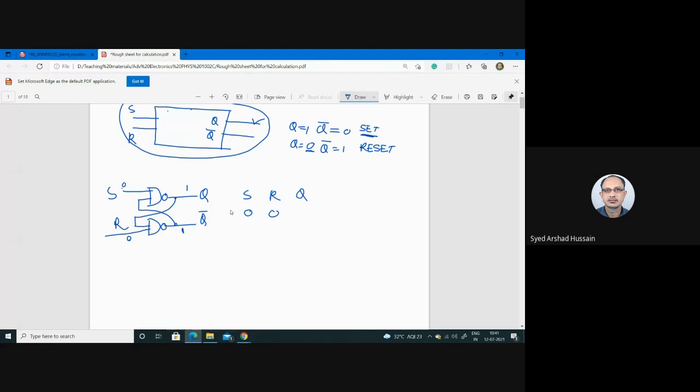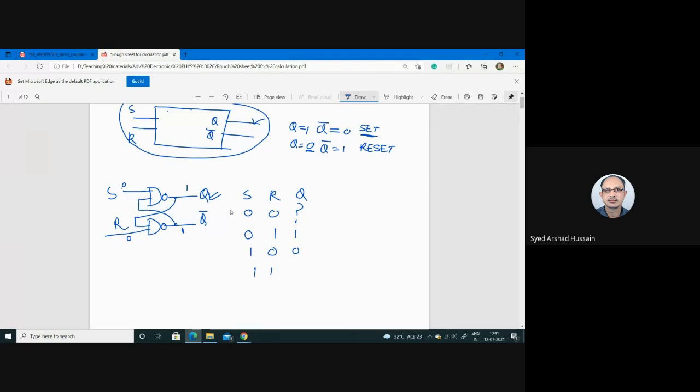Both these two states can never be 1, so this is unexpected, because we designed the circuit for the objective that we should have either 1 or 0 at these outputs. Q and Q bar are always complementary. So we say this is an uncertain or invalid state. We cannot use this. Similarly, if you give 0, 1, you will have 1. If you give 1, 0, you will have 0. If you give 1, 1, it depends on the earlier inputs.